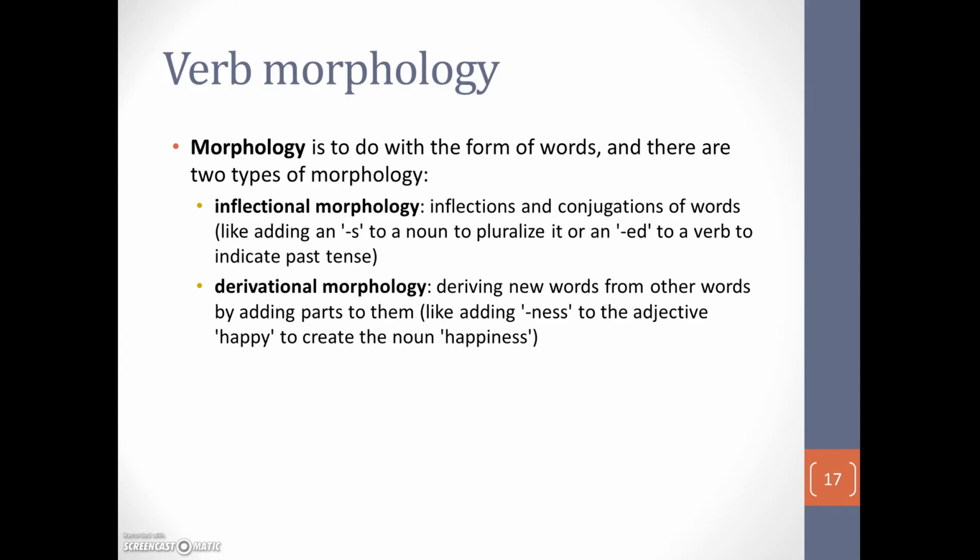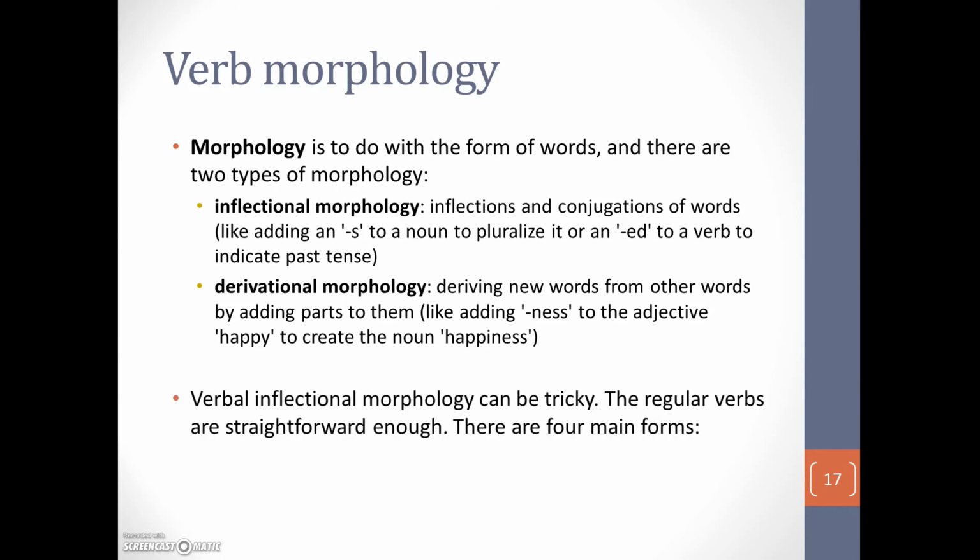The other type is then derivational morphology, and that's where we derive new words from other words by adding parts to them. So if we have the morpheme ness and we add it to an adjective such as happy, we get a noun, right? Happiness. So here, because we change the word class in this instance, we can also maybe change the meaning. That means that we're dealing with derivational morphology. So verbal inflectional morphology can be quite tricky, right? So we have regular verbs. They're straightforward.